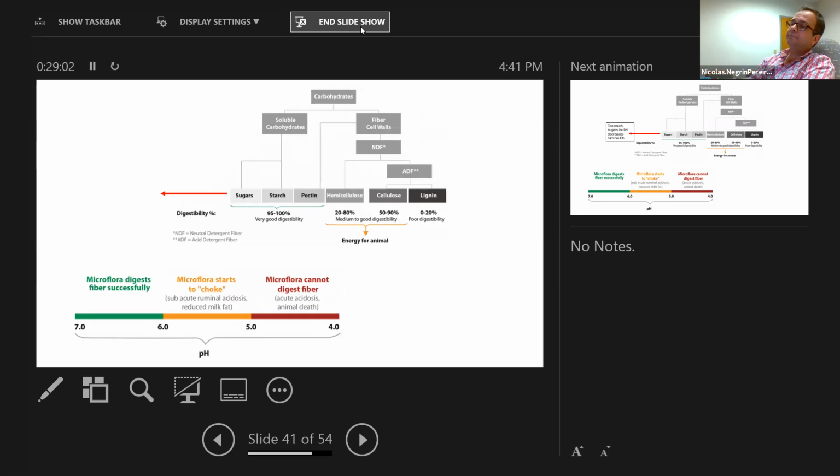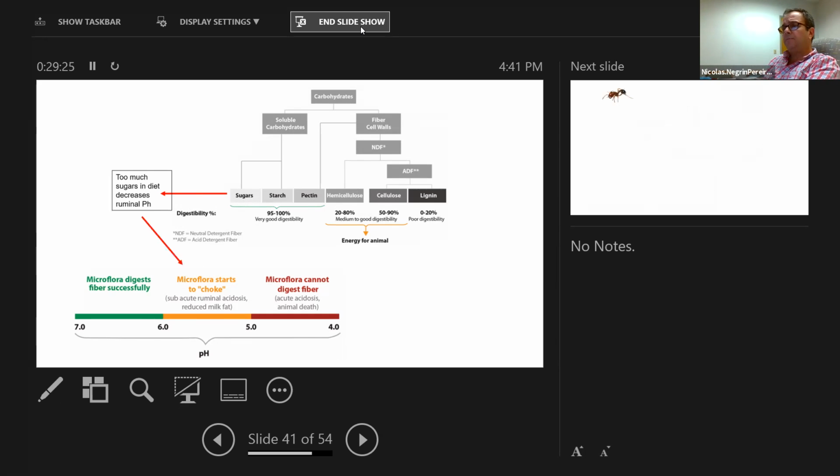And this is the scenario where in the ruminant, for example, we are feeding too much grain. So a lot of starch is getting into the rumen. It will be rapidly digested by the microbes in the rumen, and that will produce a lot of acid, decreasing the ruminal pH. And then we see that the microflora start having problems surviving in such an acid environment. And then the animal will develop what we call subacute ruminal acidosis.